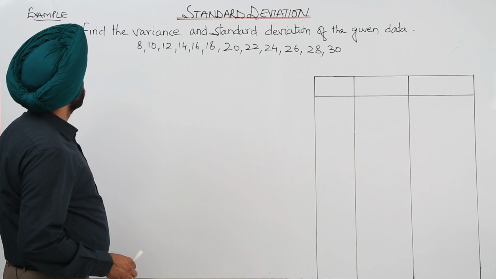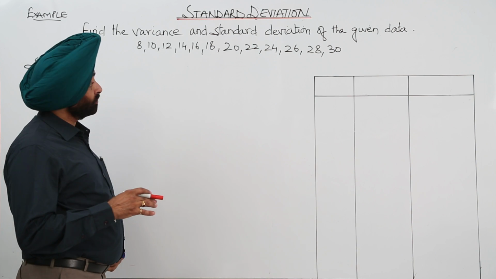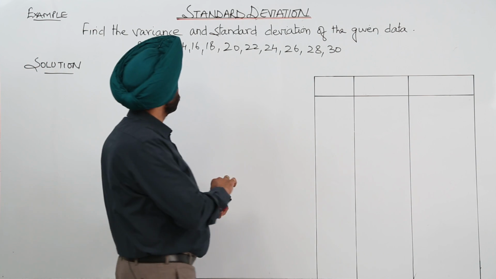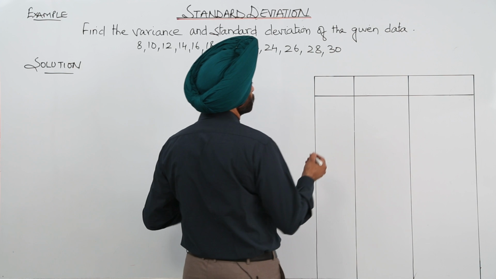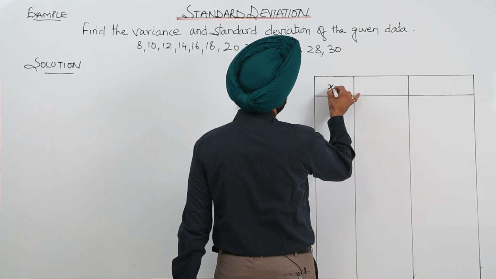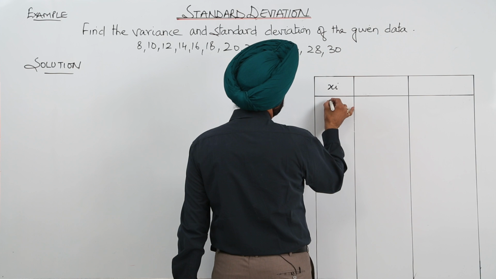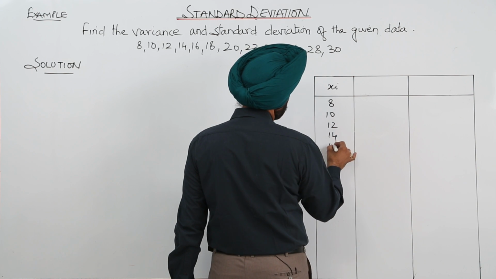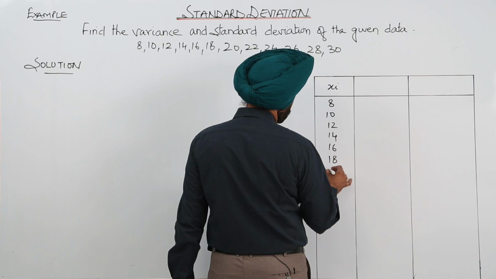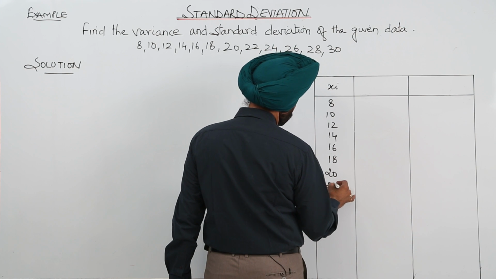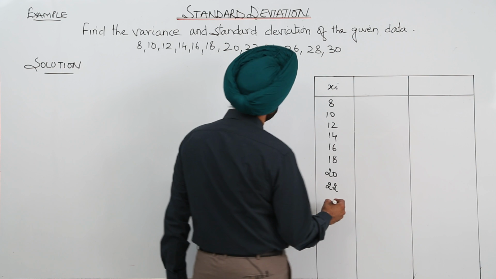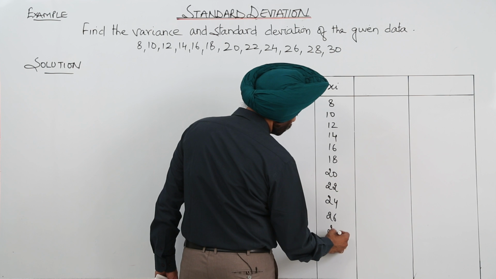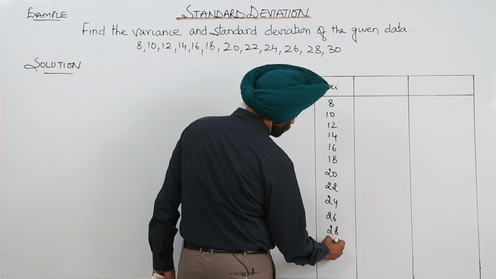In this question we have to find variance and standard deviation for the given raw data. Now, the data is, first of all we will be just writing xi, it is 8, 10, 12, 14, 16, 18, 20, 22, 24, 26, 28 and 30.